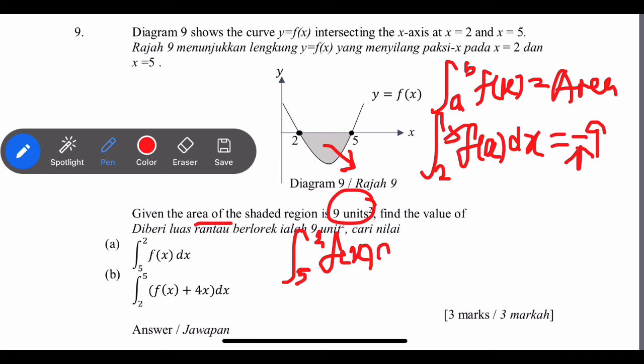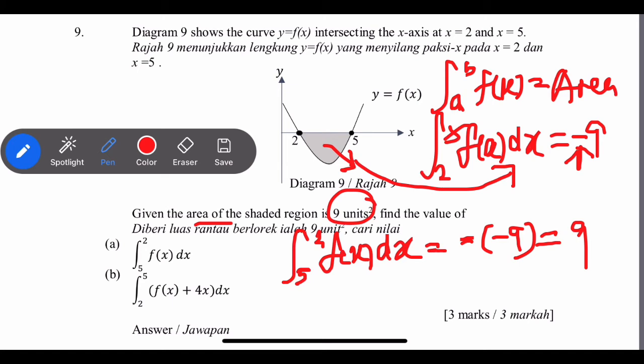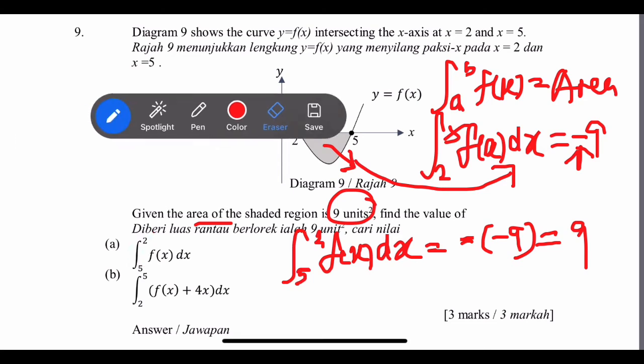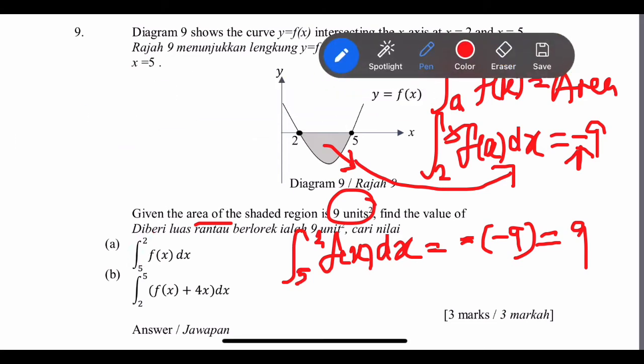x-axis. So now you're asking to find the integral from 5 to 2. So the limit is upside down. So the answer will be positive 9, because when you have the reverse limit, the value will be negative, right? So it's negative and negative 9, so it becomes positive 9. So this is a bit confusing to many students.